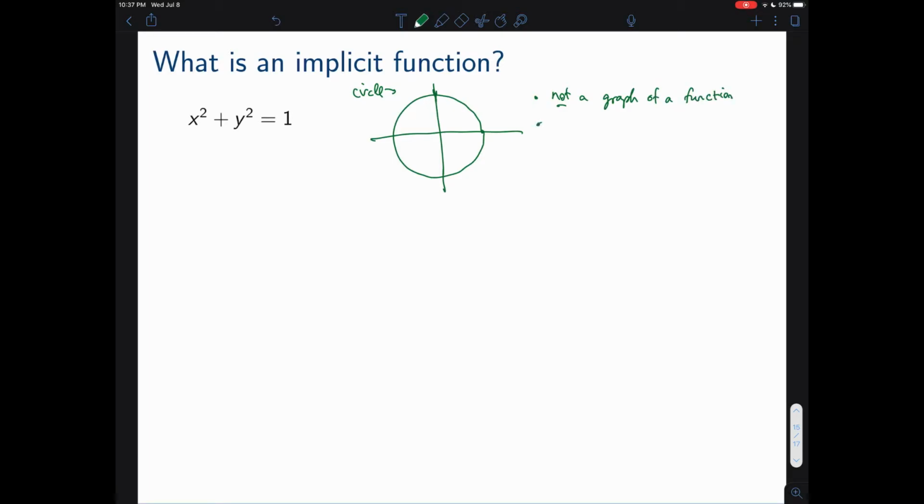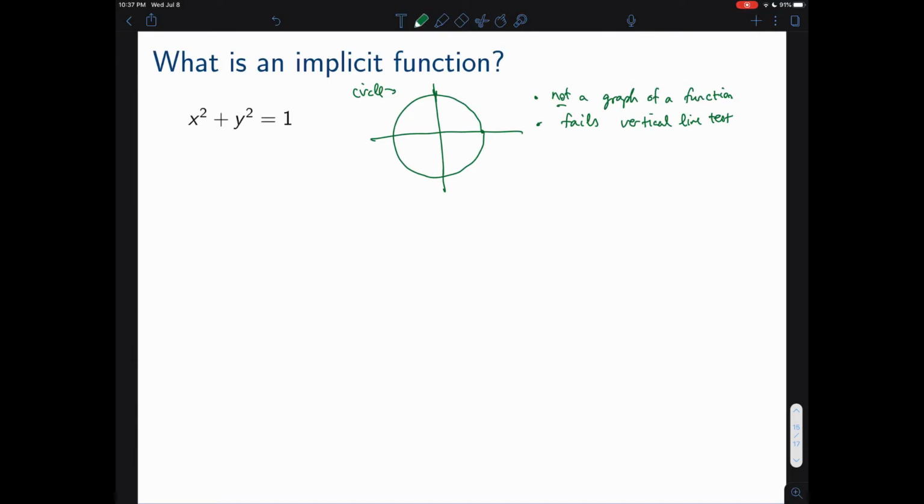It violates the vertical line test. Maybe it doesn't violate it, maybe it just fails. Maybe that's a better word. It fails the vertical line test, right? Vertical lines cross this at 2 points. When you input an x, you're supposed to output one y, not two outputs for a function.